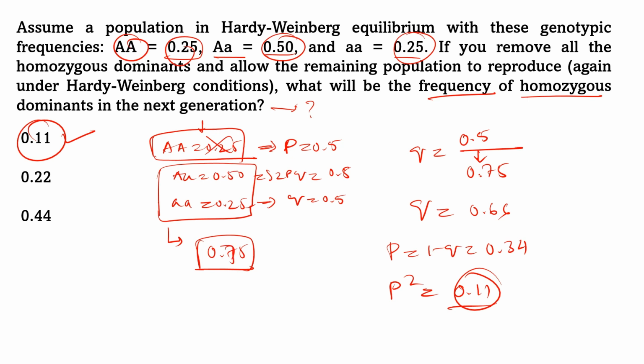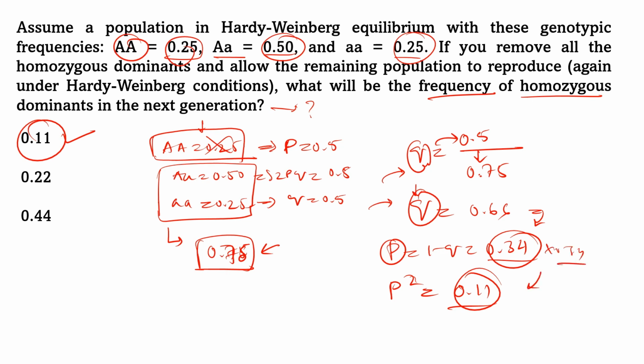It is 0.75, which is the total frequency of population that is present in the next generation. So we already have this q frequency, which is not changing because none of them are removed from the population. So 0.5 by 0.75 will give you the frequency of q in the next generation. So from the frequency of q in the next generation, we can make out the frequency of p, which will be simply 1 minus q, where it is 0.34. So p square is again 0.34 into 0.34, which would be 0.11.